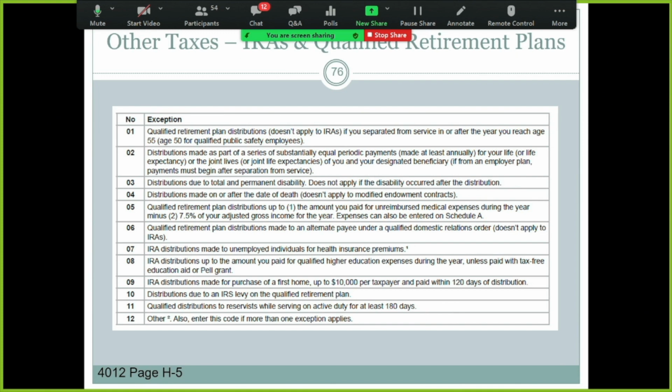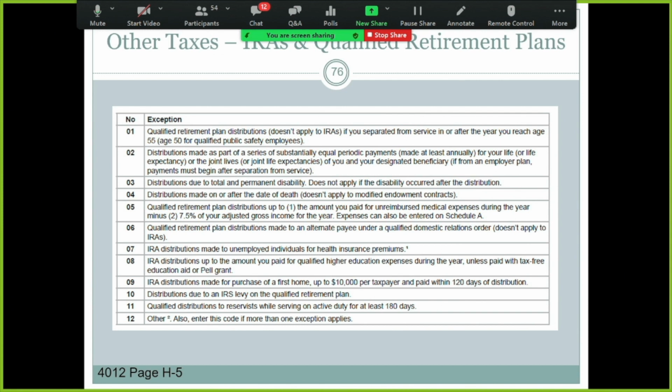Just going through those, number 3, distributions due to total and permanent disability, distributions made on or after death. Number 7, IRA distributions made to unemployed individuals for health insurance premiums. Number 8, IRA distributions up to the amount you paid for qualified higher education expenses during the year. And number 9, IRA distributions made for the purchase of a first home, up to $10,000 per taxpayer, and paid within 120 days of distribution.